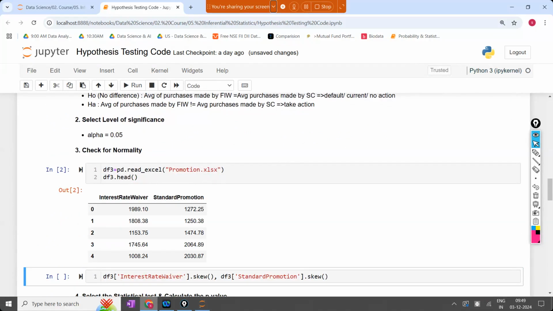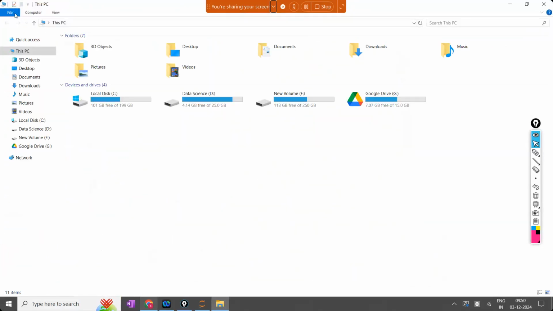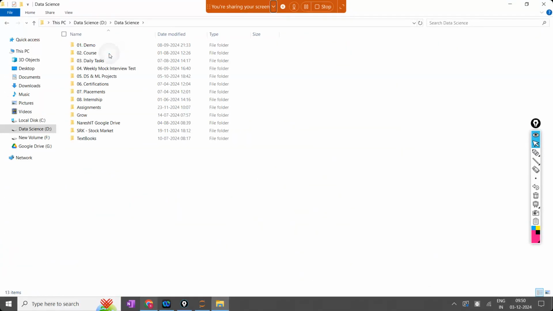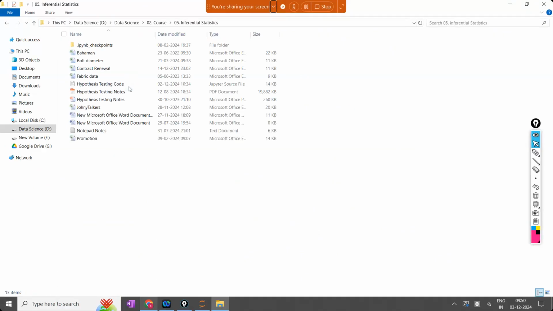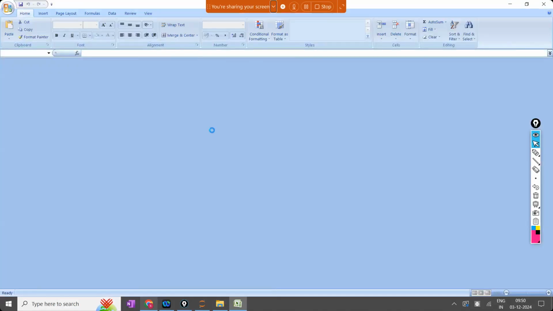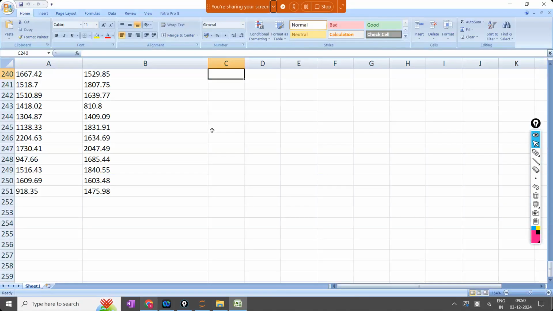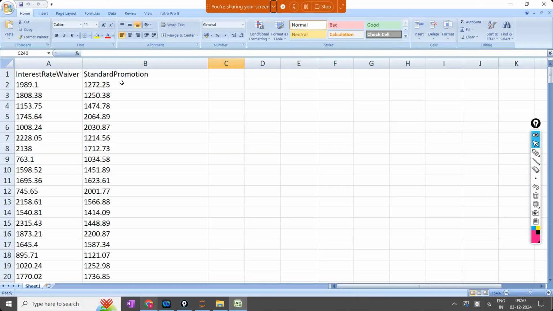Okay, the data set consists of full interest waiver and standard promotion. Standard promotion means the previous offer. Full interest waiver means the new offer. The null hypothesis says that there is no difference between the new offer versus the old offer. The alternate hypothesis says that there is a difference. Both are not the same. Right? So this is your data. Full interest rate waiver and standard promotion.